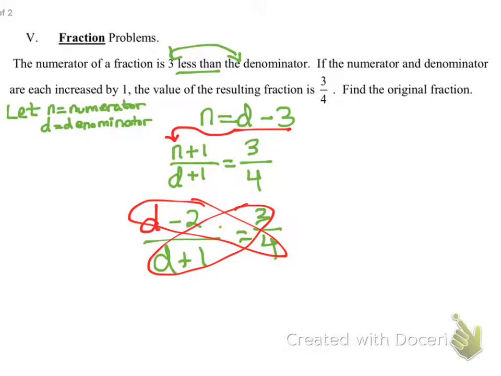And when you cross multiply, then you actually end up with an equation like that. 3 times the quantity d plus 1, and then 4 times the quantity d minus 2. Take a couple minutes, pause the video, and then solve for what d would be. And then you might as well just get what n is.